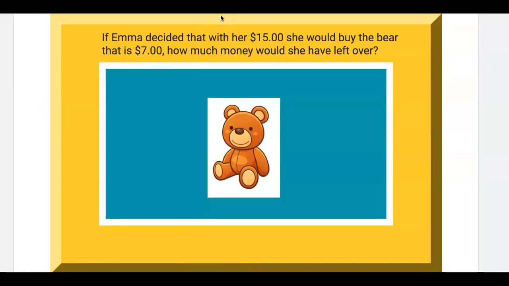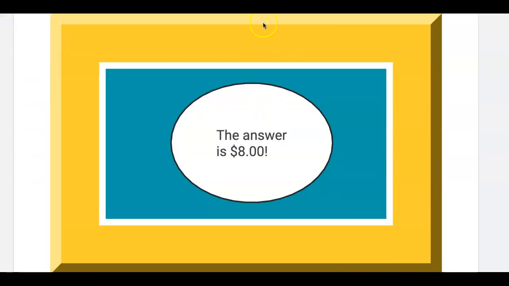If Emma decided that with her $15 she would buy the bear that is $7, how much money would she have left over? So the key word here is left over. This is where students would know that this is a subtraction word problem. The answer is 8.